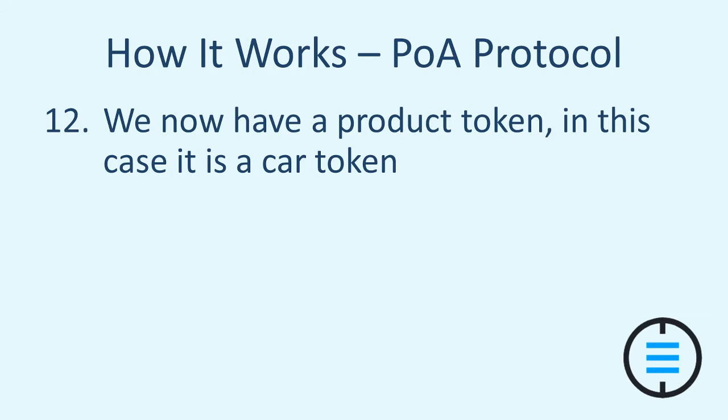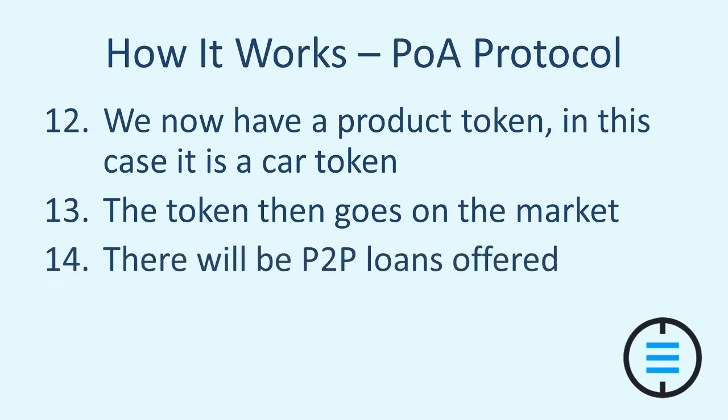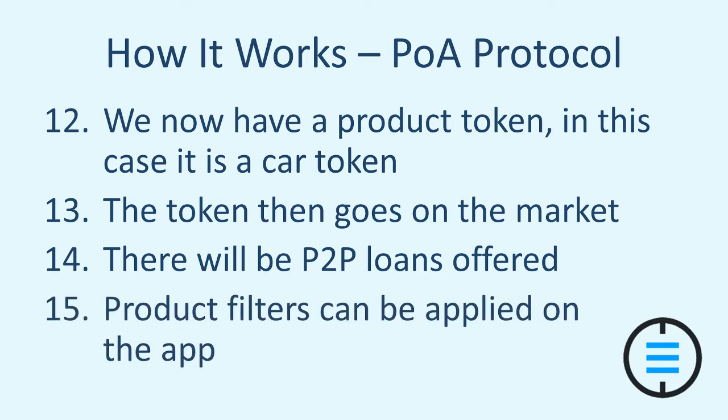They've created a product token. In this case, we'll call it car token. The token then goes on the BANKEX market. There will be peer-to-peer loans offered, and product filters can be applied on the app. So you can select filters such as location, age, etc.